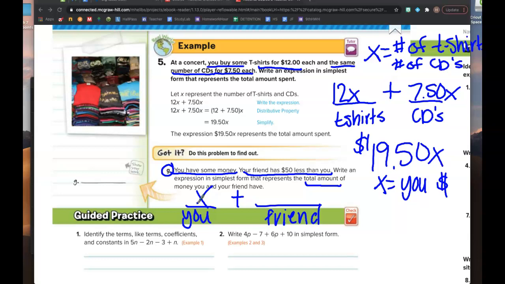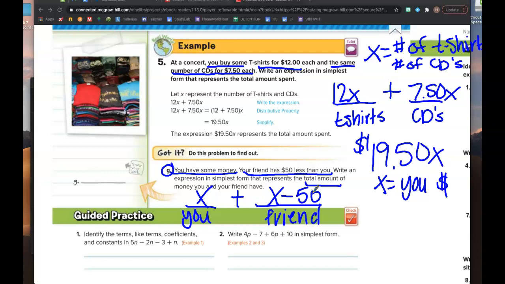$50 less than you. How do you write $50 less than you? Negative 50? No. Minus 50? Because if you have less than 0, it'd be you minus them. So how do you write you minus that? X minus 50. Because this X represents what I have, and I'm adding what my friend has. And my friend has $50 less than what I do.